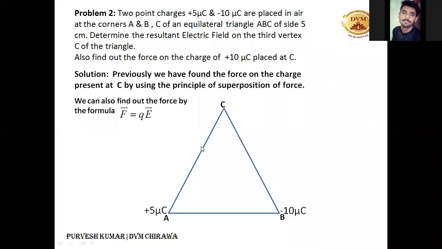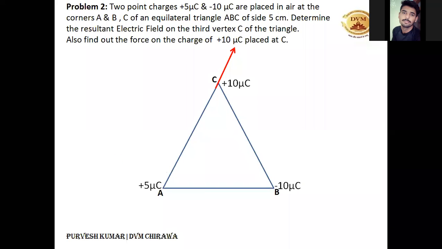So it will be moving along AC, and the electric field at point C due to the minus 10 microcoulomb charge will be towards the minus 10 microcoulomb charge, because for a minus charge the electric field is always directed towards the minus charge. So let's find out the electric field at C due to the charge placed at A. See this thing. This is the electric field at C due to the charge placed at A.